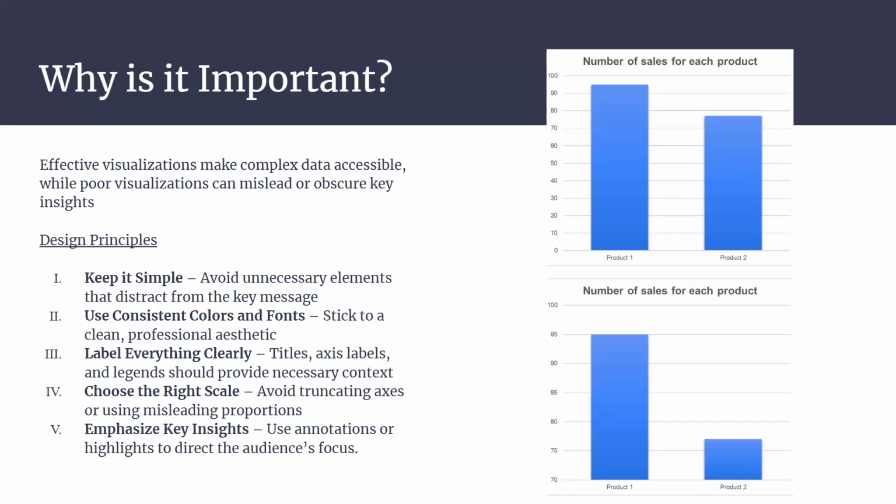Make sure you're labeling everything. This includes titles, captions, your axes, and include units. Always make sure you're using the right scale. And then lastly, make sure you're double checking the data that you're importing into your visuals.